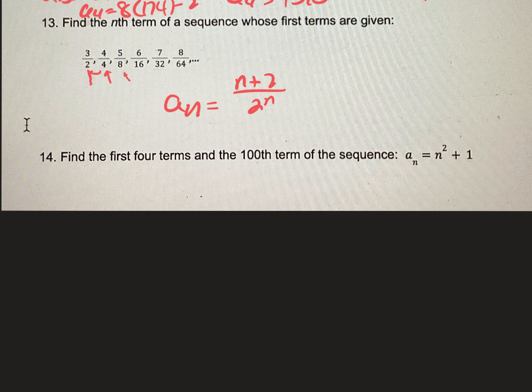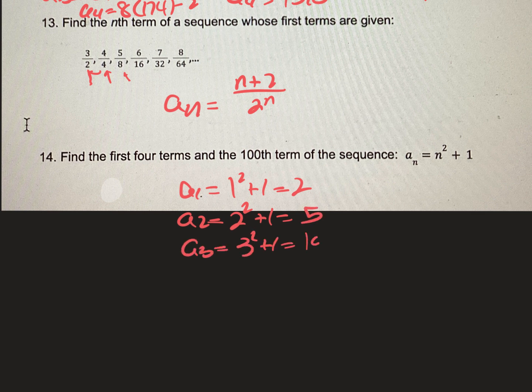Number 14, 2 more. Find the first 4 terms and the 100th term of that sequence. So the first 4, all you do here is you plug in 1. It should be 1 squared plus 1, which is 2. To get the second term, you're plugging in 2. 2 squared plus 1, 5. Third term, 3 squared plus 1, 10. There's a pattern developing. Fourth term, 4 squared plus 1, 17.